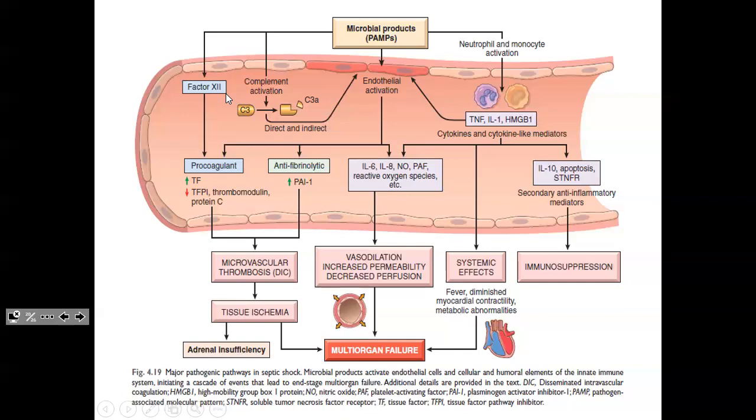So when the complement gets activated and the membrane attack complex forms, it is going to cause direct endothelial injury. Okay. And when the direct endothelial injury happens, what will happen next is it is going to lead to the release of tissue factor from the endothelial cells. And when the tissue factor gets released, the clotting cascade will start.